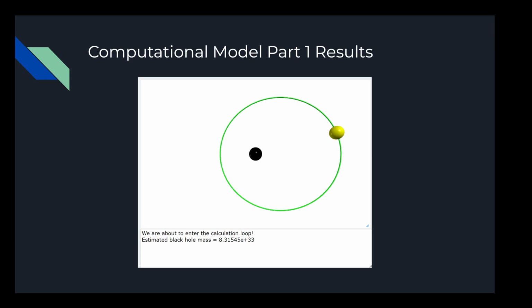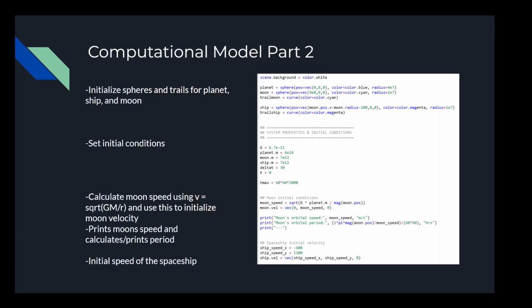So these are my results for part 1. As you can see, we have the star orbiting the black hole, and I found the estimated black hole mass to be 8.31 times 10 to the 33rd, using the list and averaging all the values in that list.